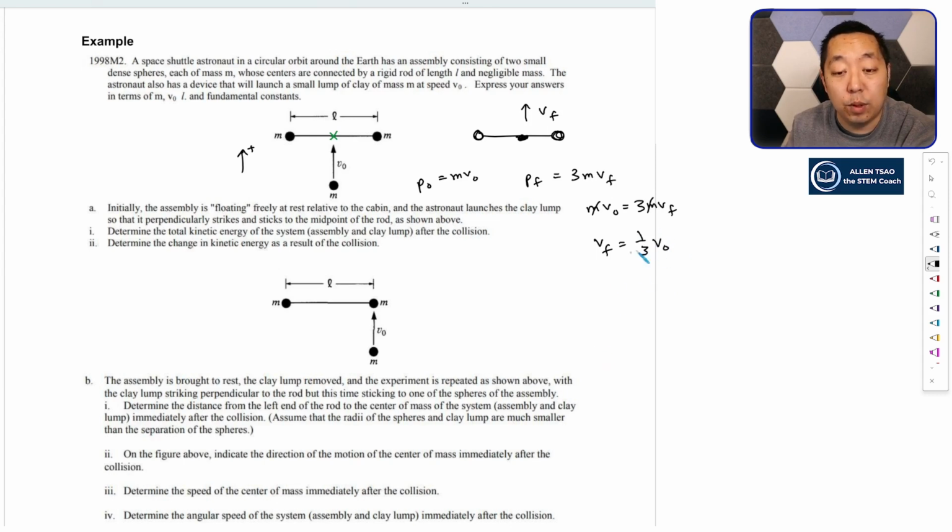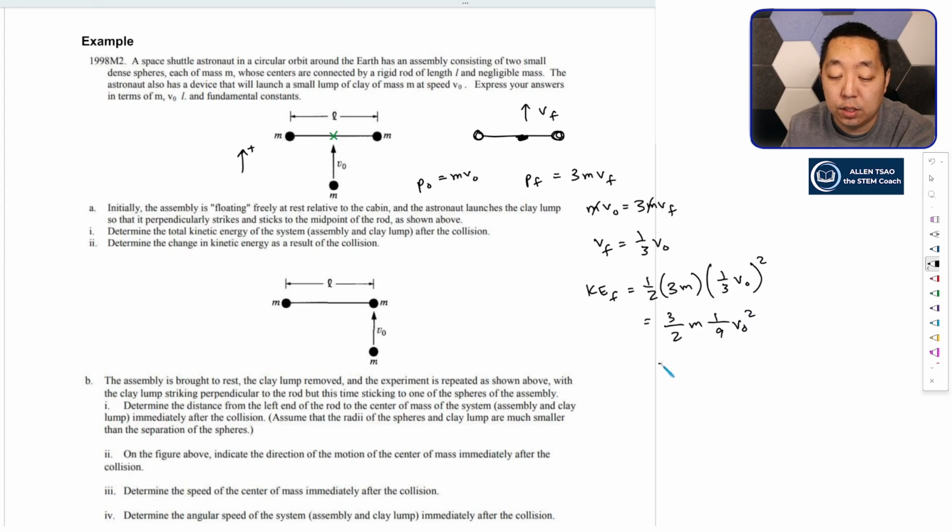And then the kinetic energy at the end is 1/2 mv squared. That's 3m, and how fast they're going is 1/3 v0, squared. So that's going to be 3/2 m times 1/9 of v naught squared, which cancels to 1/6 m v naught squared. Okay, so that's the kinetic energy after the collision.